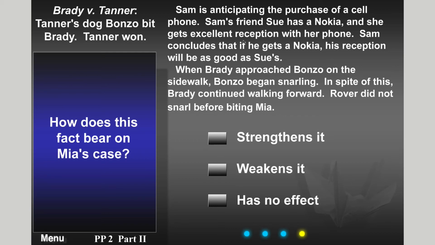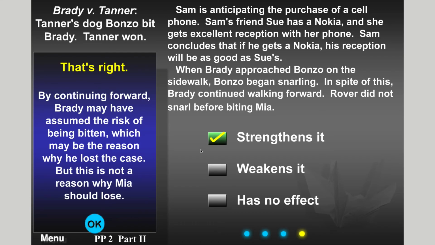By the way, the example, there's something going off here. We're going with the same legal example. It's not about Nokia reception. This should strengthen the argument. Right? By continuing forward, Brady may have assumed the risk of being bitten, which may be the reason why he lost the case, but this is not a reason why Mia should lose.